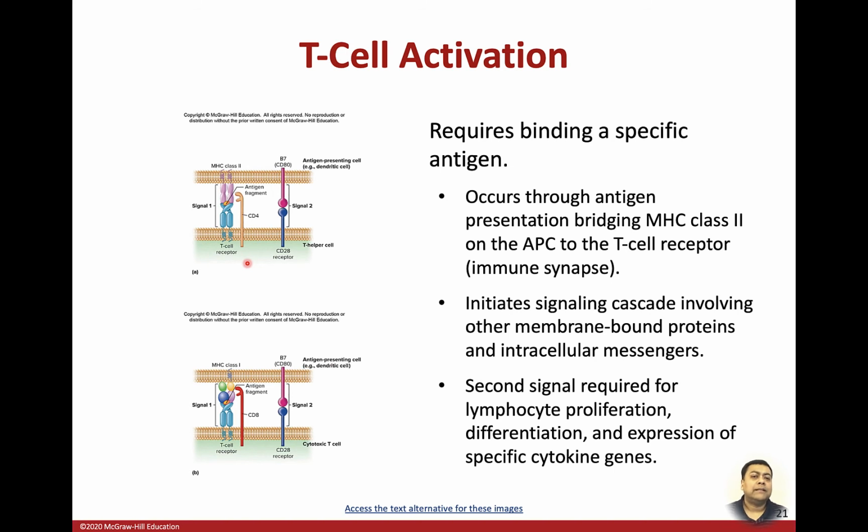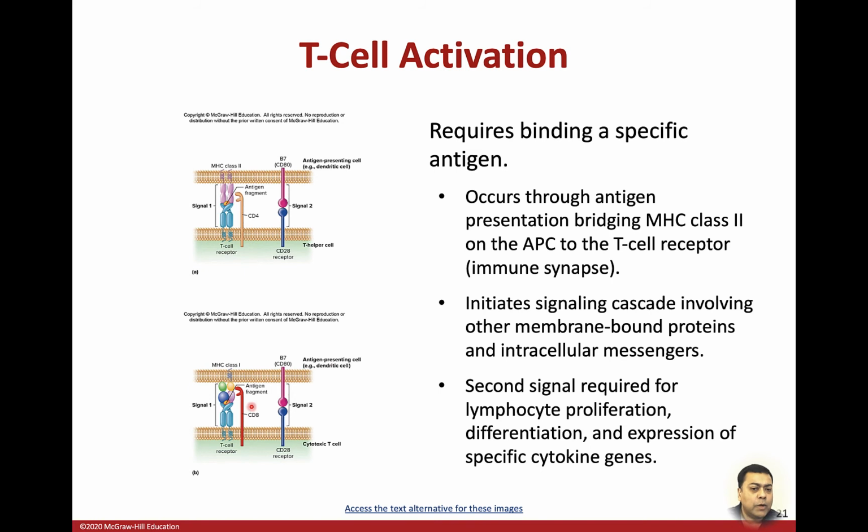Now, let's see what happens in a different case. First, it occurs through the antigen presentation by the MHC class 2 to the T cell receptor. This is known as the immune synapse. So this is your immune synapse. This will initiate a signaling cascade involving other membrane-bound proteins and intracellular messengers. And the second signal is required for lymphocyte proliferation, differentiation, and expression of the specific cytokine genes, which is your second receptors right here. This is through your B7 and CD80. That's very important.